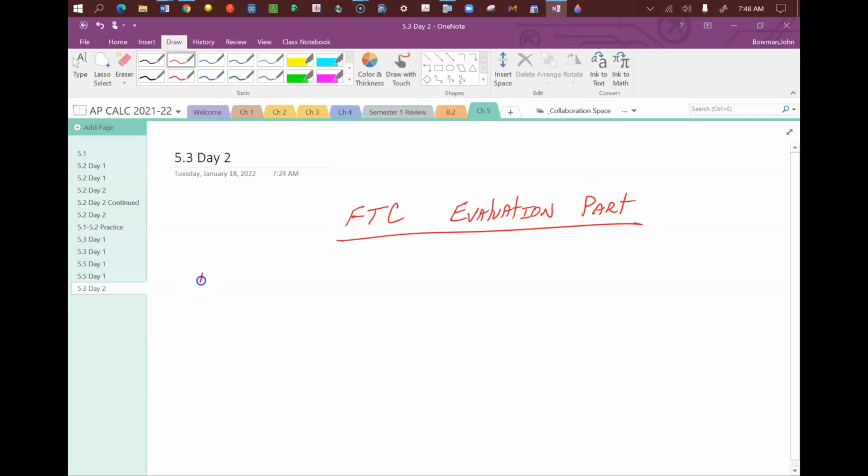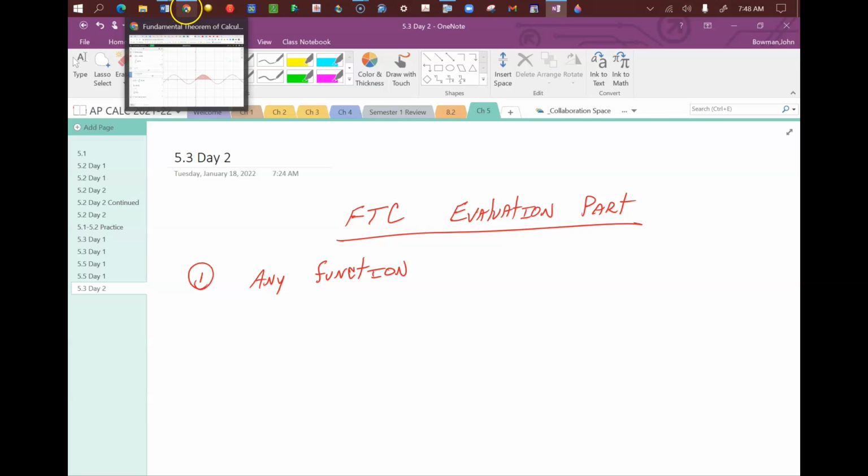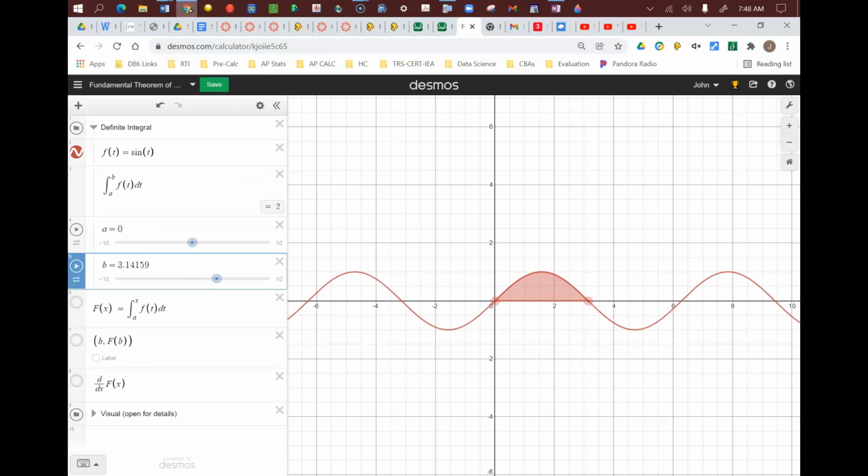And to do that, we're going to start out with any function. Now, I am going to start out with the sine function because that one we are familiar with its integral from 0 to pi. We know that that value is 2. And to help us with this, I am going to use a Desmos demonstration.